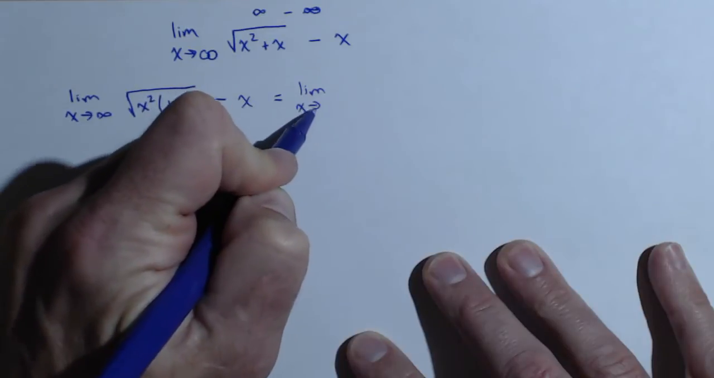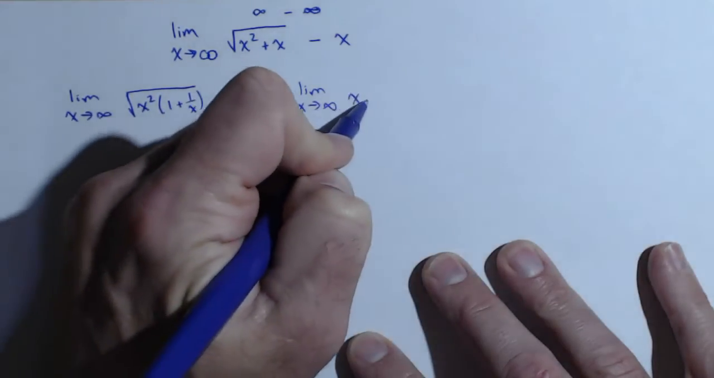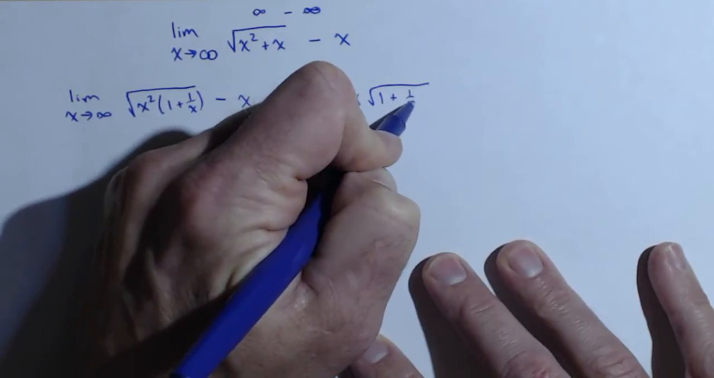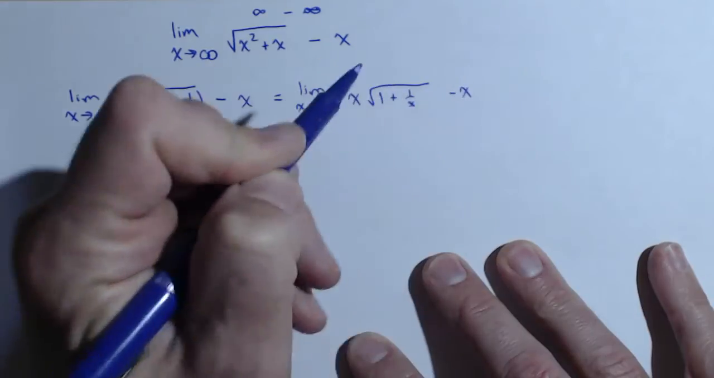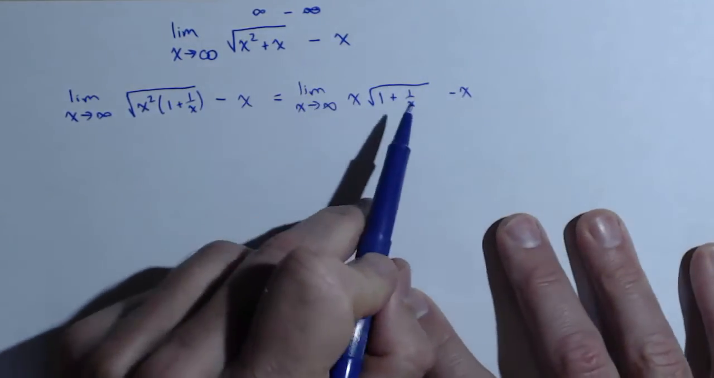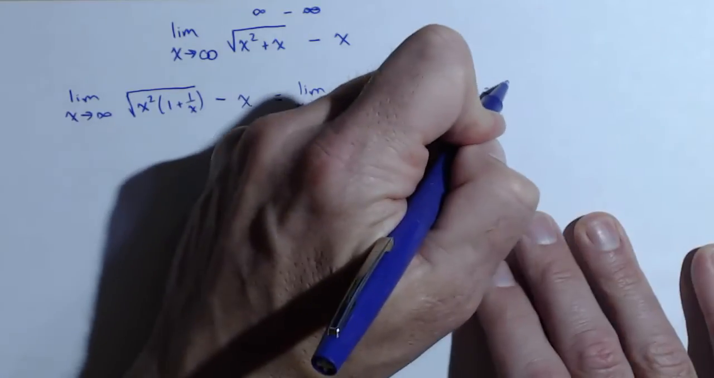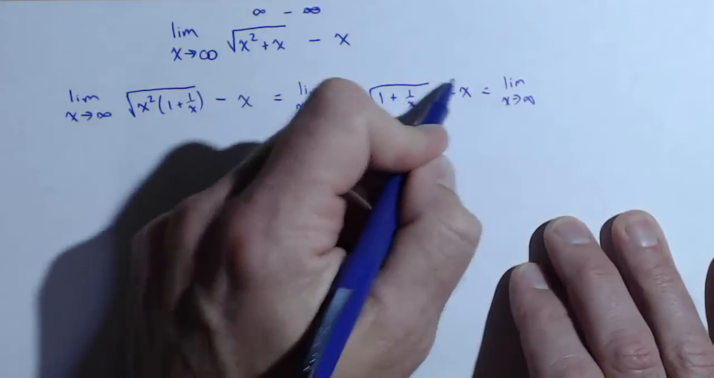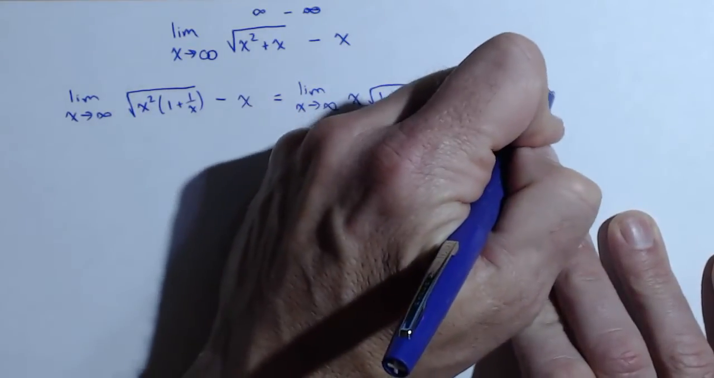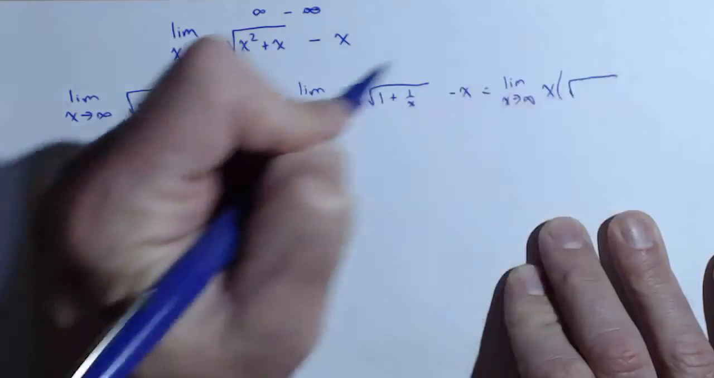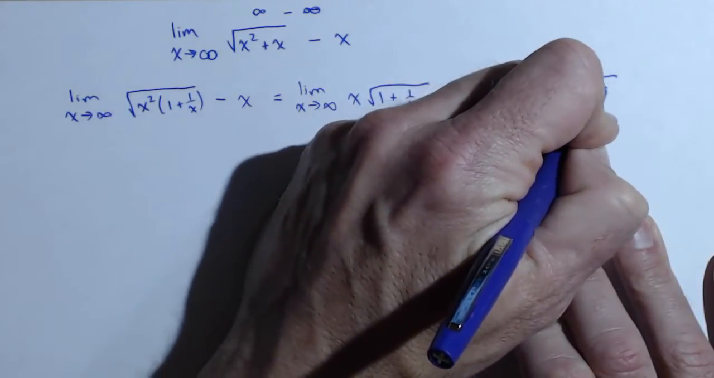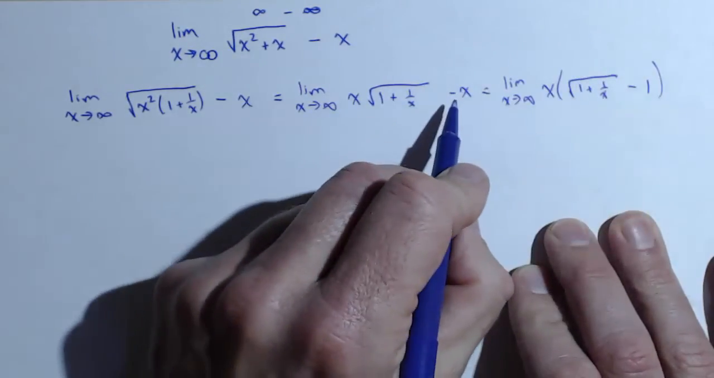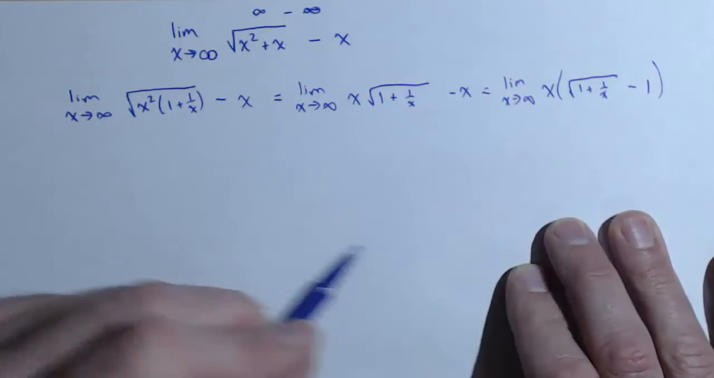So, limit as x goes to infinity, x times the square root of 1 plus 1 over x, minus x. And now I'm going to factor out the x. So limit as x goes to infinity, I'm going to factor the x out of both of these terms. x times the square root of 1 plus 1 over x, minus 1. Okay, that x doesn't disappear. Don't forget, we need a placeholder for it, that 1.